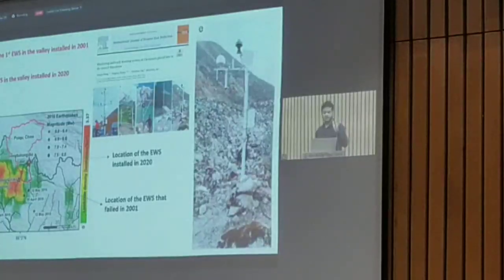So interestingly, there was an early warning system which failed in 2021, but we have a new early warning system in this valley, which was constructed after the flood event in 2020. So now it is functional, and of course we have a certain monitoring system at the dam site itself.